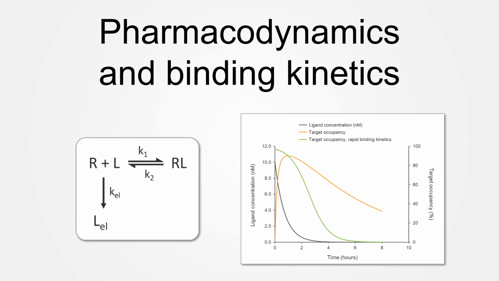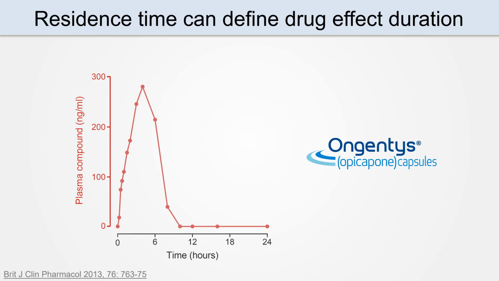Let's start by looking at the pharmacodynamics. Here we're going to talk about the intersection between pharmacokinetics and binding kinetics in defining drug effect. This is where the action is for the value of kinetics to drug discovery. We'll start with the simplest case.